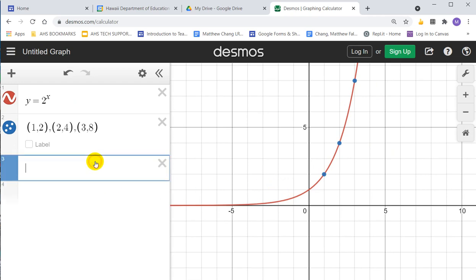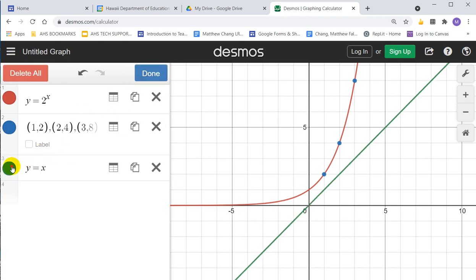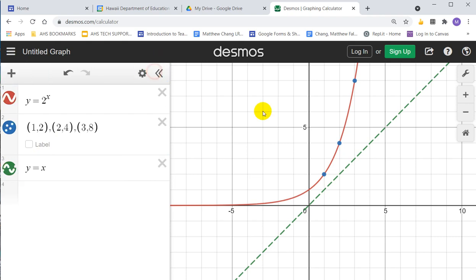Another thing that I also want to show you guys is I'm also going to graph this diagonal line. I'm going to graph the diagonal line y equals x. So recall that right there, that's a diagonal line.